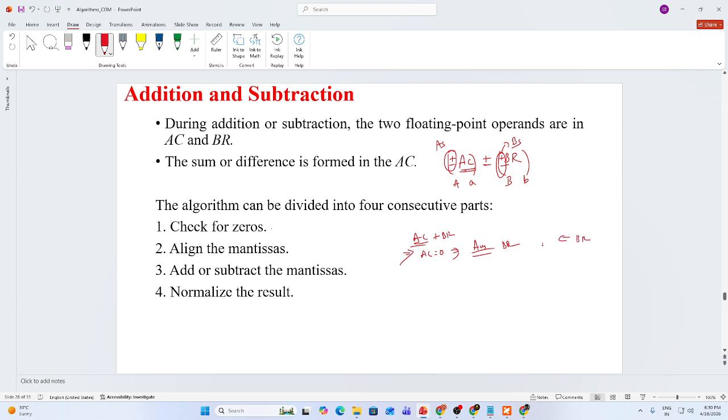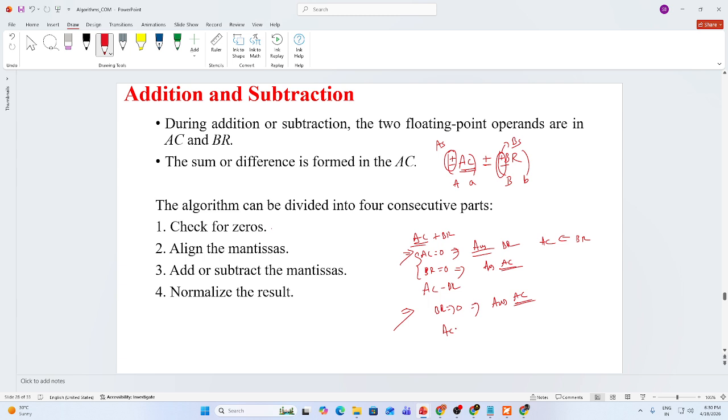Or if BR equals 0, what is the answer? The answer is nothing but AC, and it is already in the AC, so no need to do anything. Or if I want to do AC minus BR and BR equals 0, the answer is AC, already in the AC, no problem.